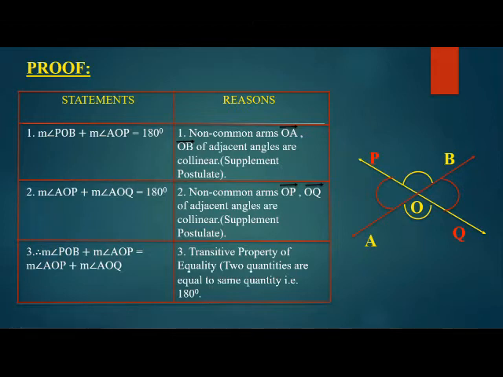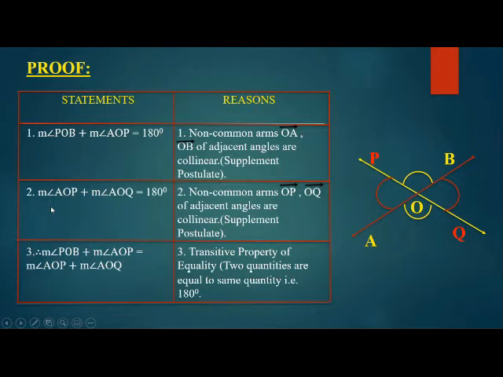What was the supplement postulate? The supplement postulate says that whenever there are two angles on the same line, or they make a linear pair, like AOP and POB are making a linear pair over here, they both add up to make 180 degrees, which is a supplementary angle. It means that this is equal to 180 degrees.